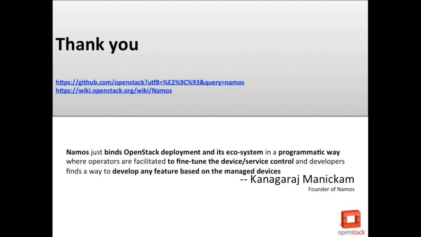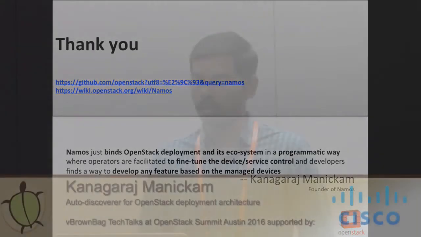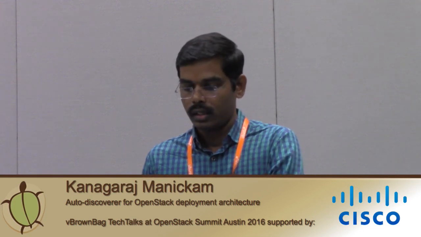So, it is all about Namos. I checked in the code in this OpenStack Git repository, and I have created a wiki for Namos with more detail. Namos just binds the OpenStack deployment and its ecosystem in a programmatic way. What does it help? For the operator, it helps to fine tune the device and service controller, and onboard the devices, and for the developer, it helps you to develop any feature based on the device.